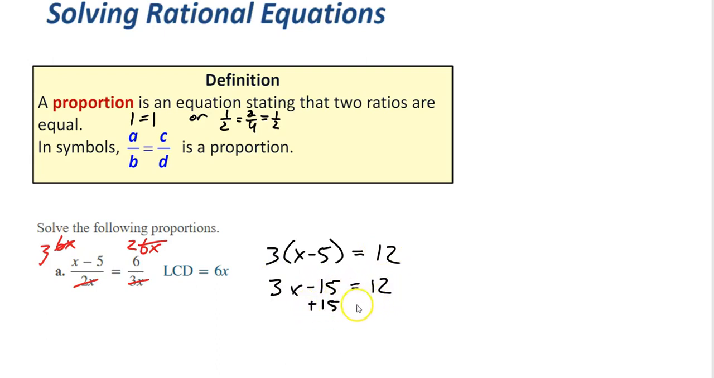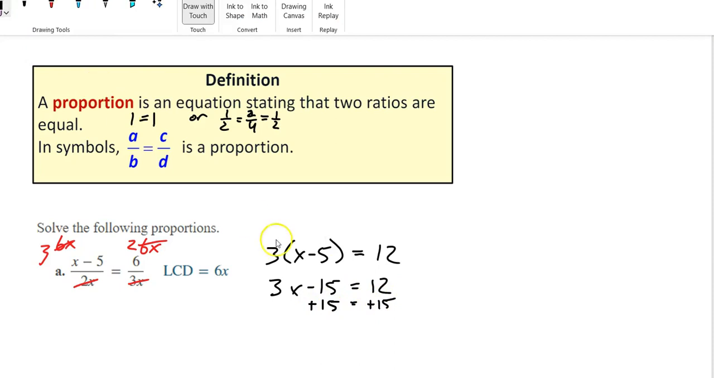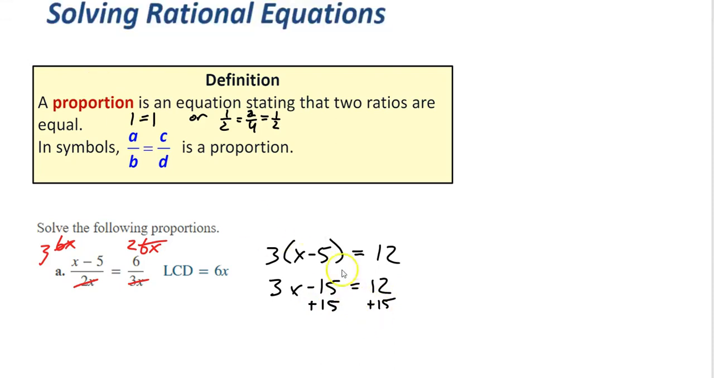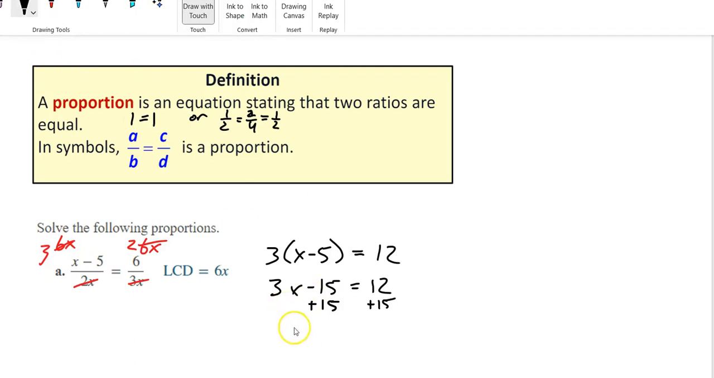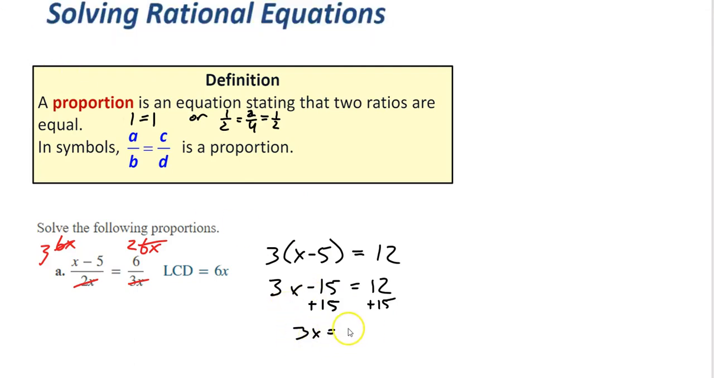Let's add 15 to both sides. Get rid of that plus sign. Don't want to confuse you later in the notes. And we get 3x equals 27, and finally x equals 9.